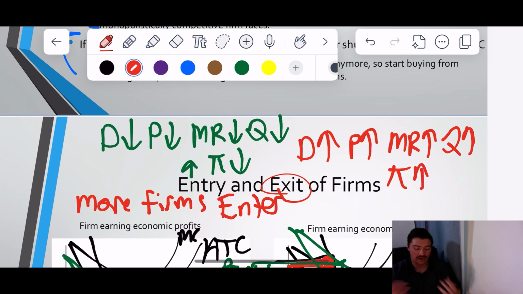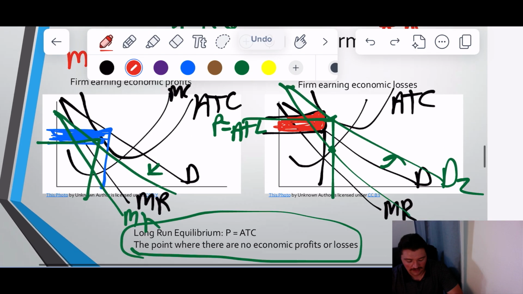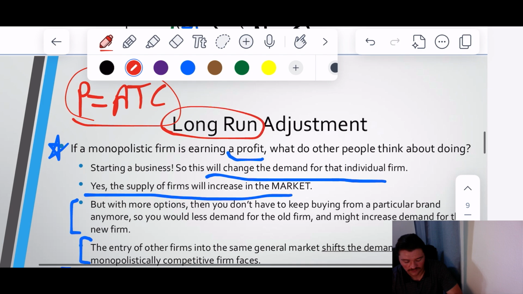And this is going to happen back and forth until eventually there are no more profits to be made, and that is your long run adjustment. Okay. The next thing we'll talk about is the efficiency in monopolistic competition.